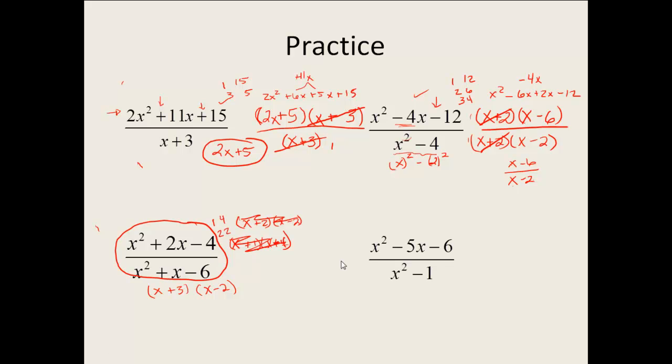Okay, here's a fourth one, so go ahead and pause the video again and see what you come up with for the fourth one. When you factored the top, you should have gotten x minus 6 and x plus 1. And on the bottom, it's that difference of two squares pattern again, so it's x plus 1 and x minus 1. I've got the x plus 1s on the top and on the bottom, so they will go away. And I am left with x minus 6 divided by x minus 1.